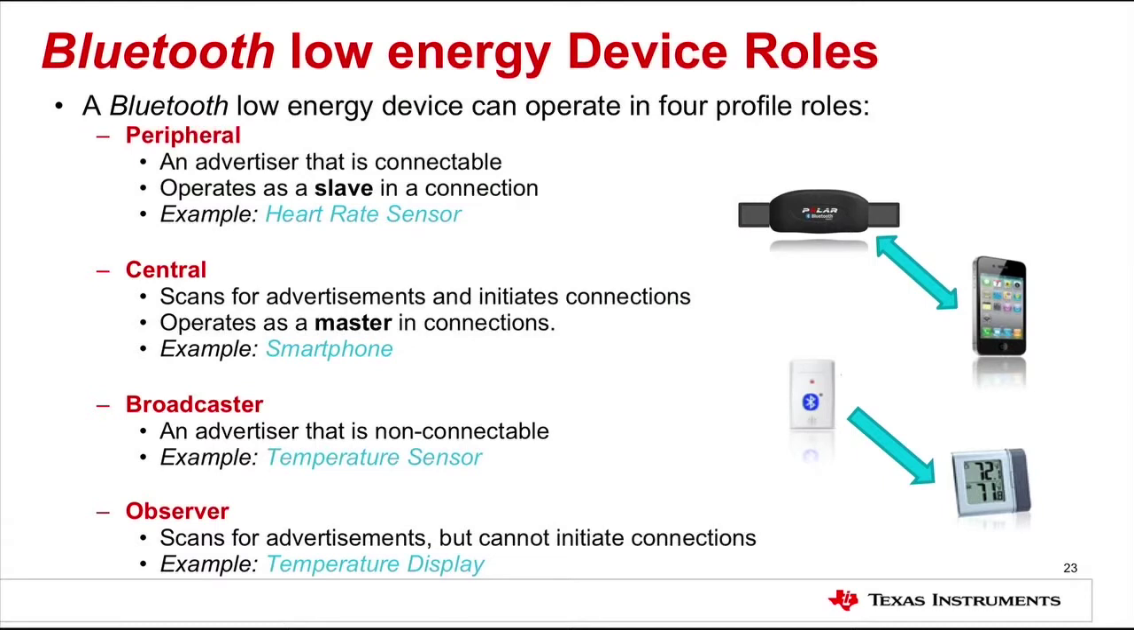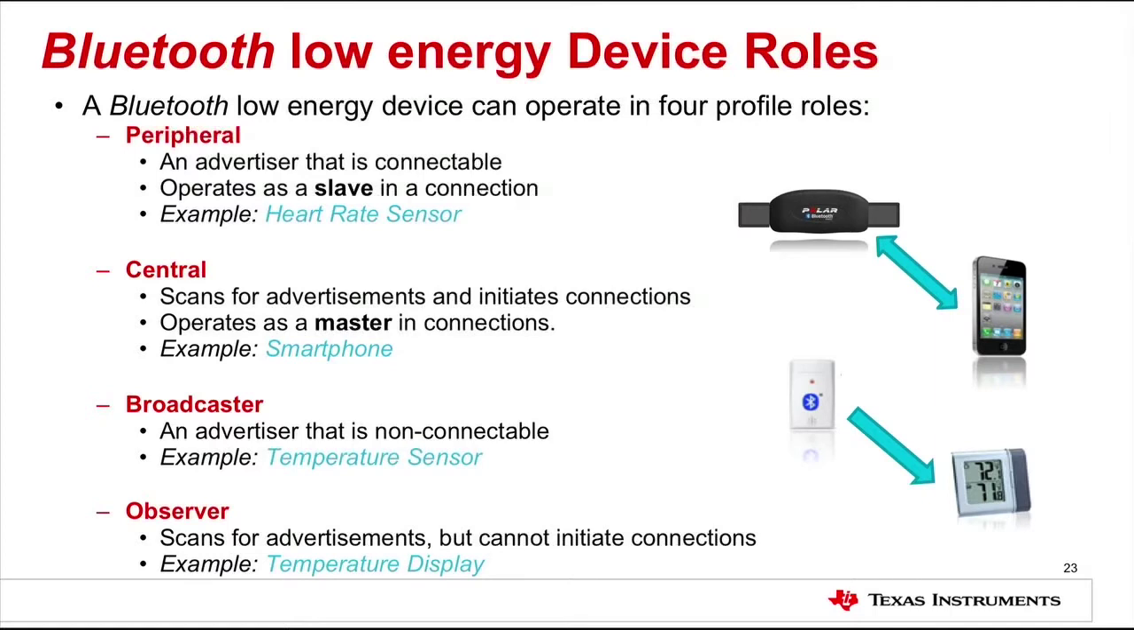A central solution, which is typically going to be your phone or your tablet or something like that, can scan for advertisements, it can connect to other things, and it operates as the master. So you can have multiple slaves. Say you have a heart rate monitor and something else that's maybe recording pulse or some other type of sensor.